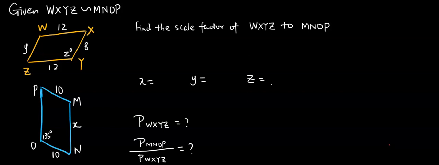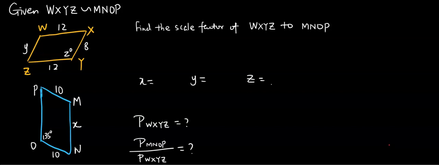Welcome back. We're given quadrilateral WXYZ is similar to quadrilateral MNOP. Please do not assume these quadrilaterals are parallelograms because we're not given the symbols, we're not given in words, they're parallelograms. Therefore, they are quadrilaterals.